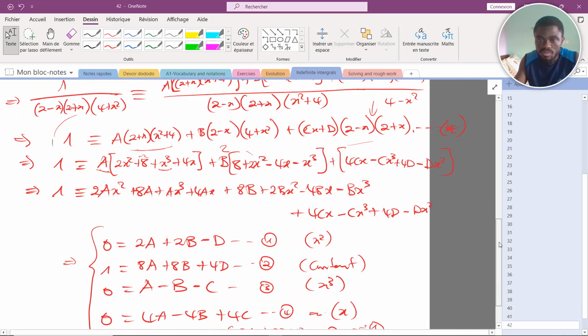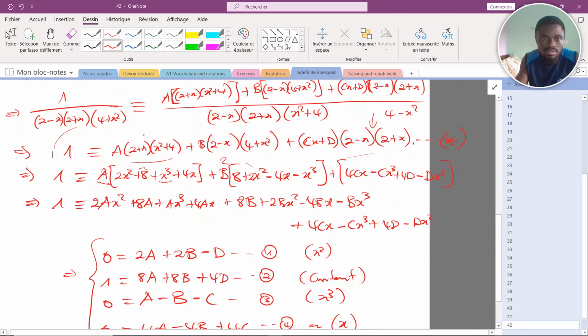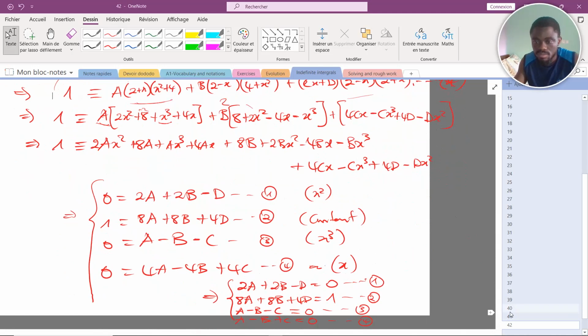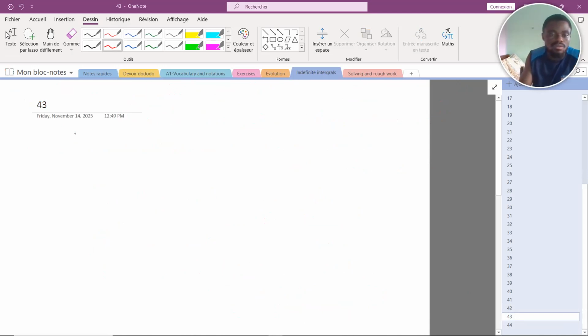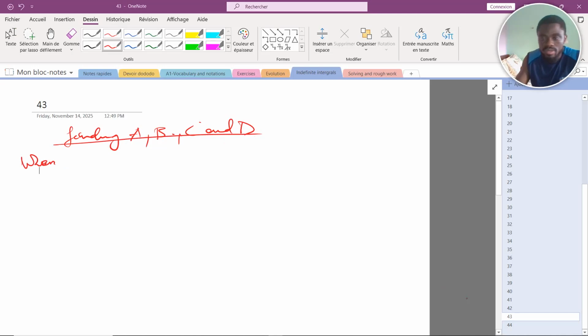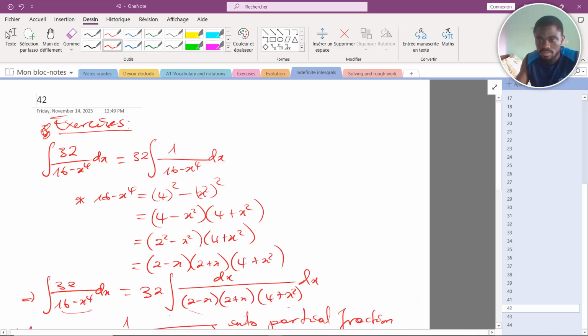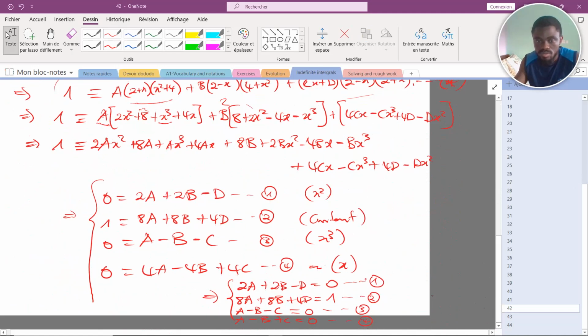So let's now find a and b. Finding a and b. Let's find it. Let me go to the next page. Finding a, b, c, and d. Okay. If you look at this, let me come back.